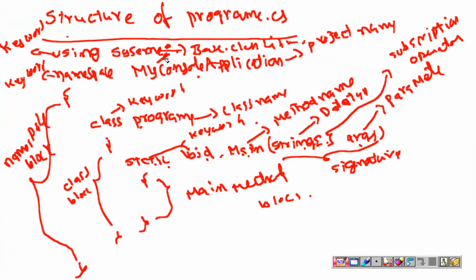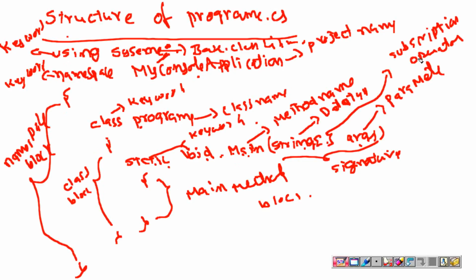System is the base class library. Using is the keyword. My console application is the project name. Namespace, class, static, void are the keywords. Main is the method name. And this part is called signature. args is the parameter. String is the data type. And this part is called subscript operator. This is the main method block. This is the program class block. This is the namespace block.